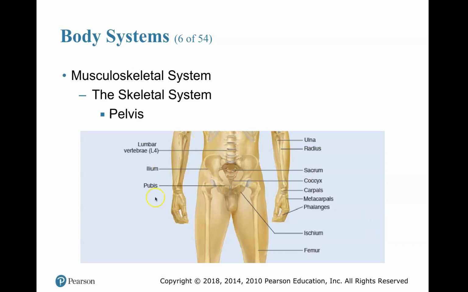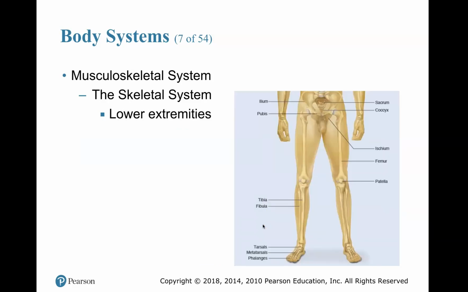And here we go down to the pelvis, naming bones again, the sacrum, the coccyx, vertebrae L4, the ilium. This is the iliac crest right here, pubis. You have carpals, metacarpals, phalanges, and the ischium right here, and your femur.